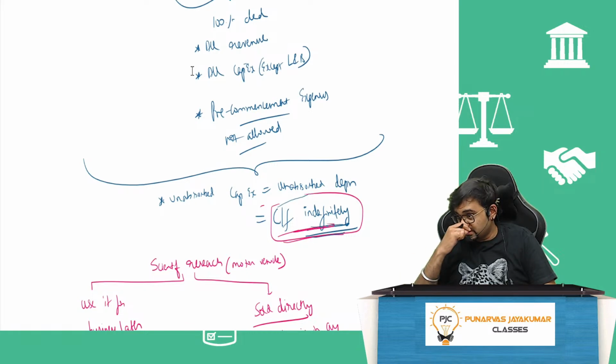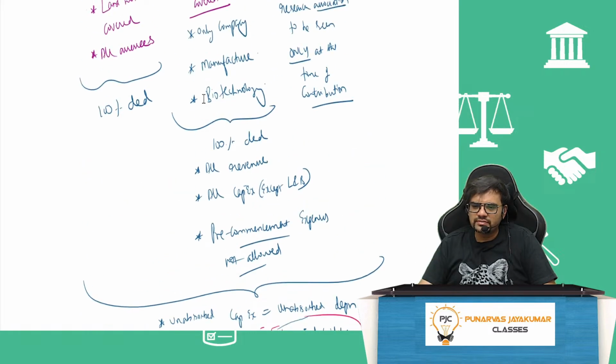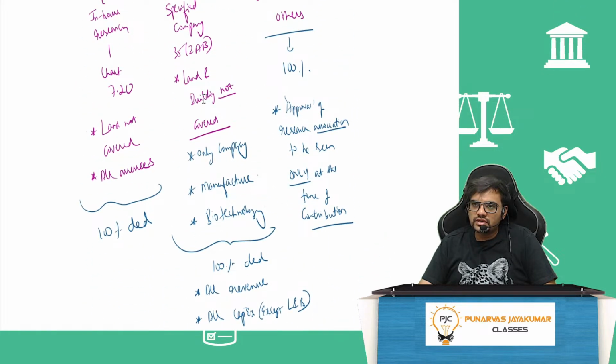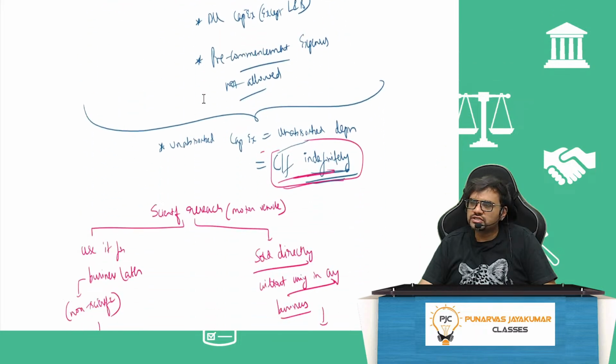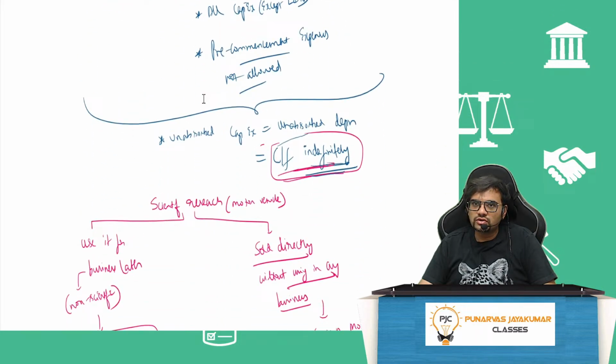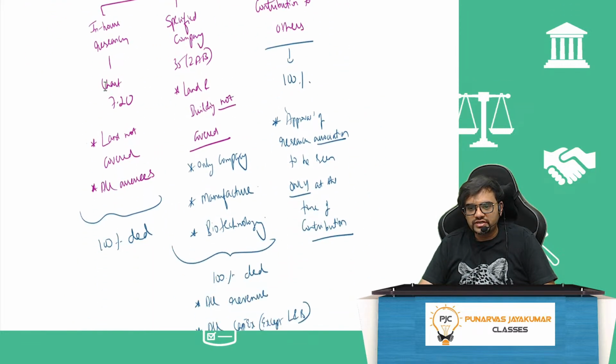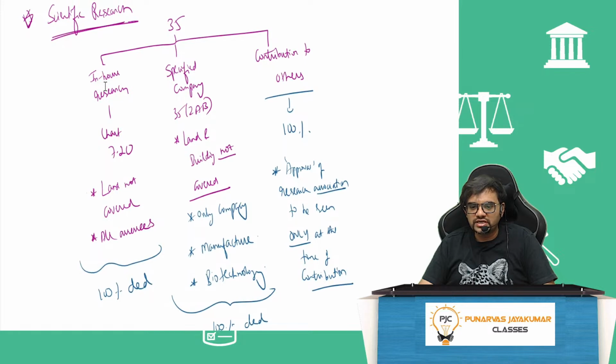Unabsorbed capital expenditure is equal to unabsorbed depreciation. Same route. What is unabsorbed capital expenditure? I have invested in machinery. Can I take full deduction? Yes. Profit is 10 crore, capital expenditure 20 crore. What is the unabsorbed capital expenditure? 10 crore. Can it be carried forward indefinitely? Yes. So this is regarding scientific research. Very, very simple. Everything is 100% only.